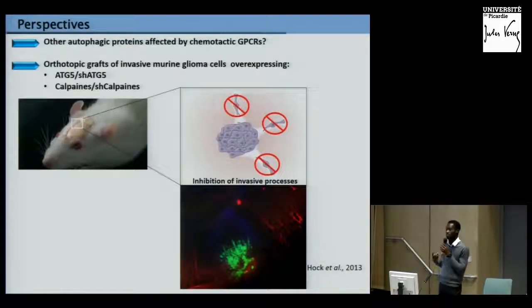In the future, it might be interesting to see if other autophagy proteins may be affected by chemotactic GPCRs. And we might also perform in vivo studies to see if by modulating the levels of ATG5 or calpains in glioma cells, we will also be able to modulate their invasive properties.